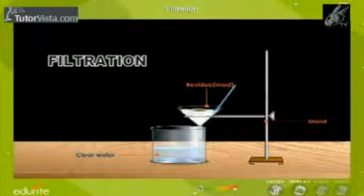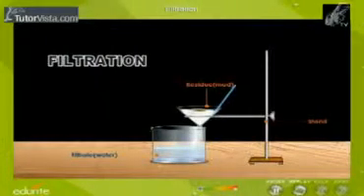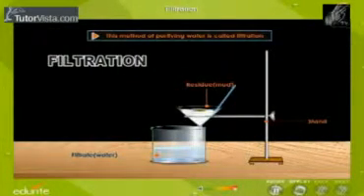Clear water will be collected in the beaker below the funnel. The clear water obtained is called the filtrate. This method of purifying water is called filtration.